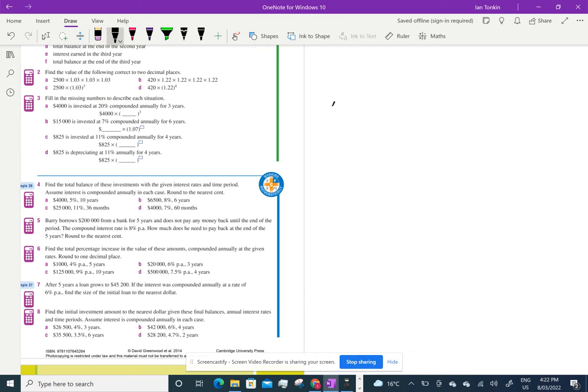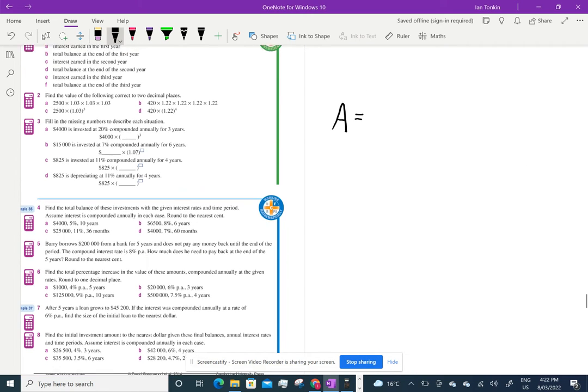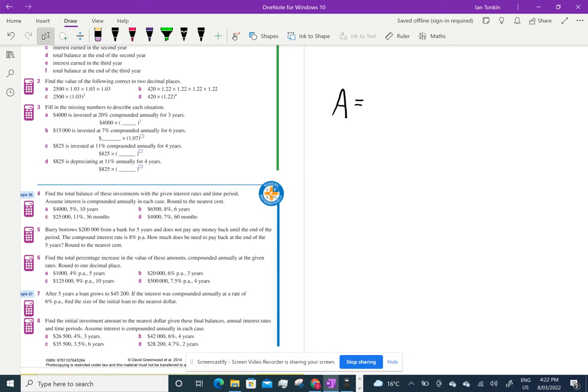So our compound interest formula is the amount that's in the bank. Remember, the amount that is in the bank is your original amount plus whatever interest. And to find it, we go the principal times 1 plus the interest rate to the power of n. So let's have a look at 4.